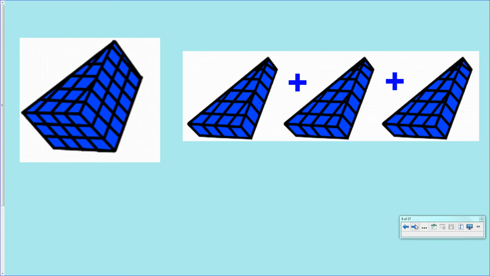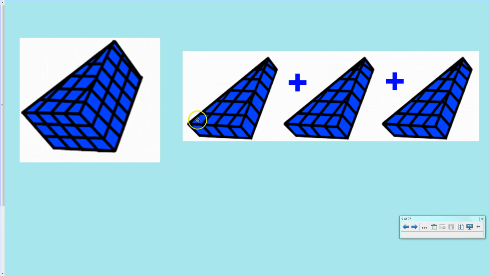Likewise, we can do the same method with a little bit more complex shape. I can take this triangular prism, for instance, and I can chop it up into 3 equal layers that have a depth or a height of exactly 1 unit. So when I count the area of the face of the triangle, I'm actually counting in cubic units.